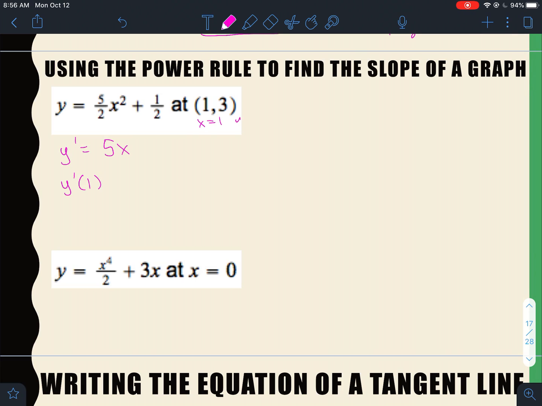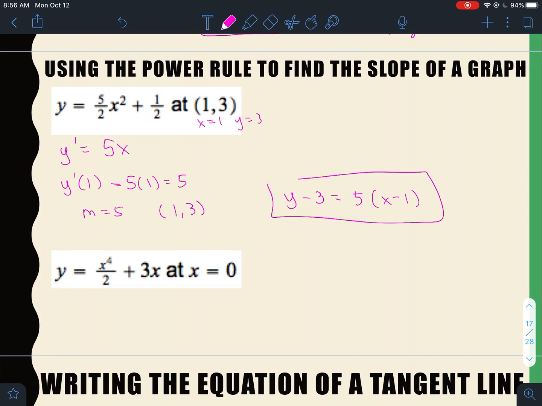And if I want to find the slope, this is when x equals 1 and y equals 3. So plug in 1 for x. This would be 5 times 1, so it would be 5. So the slope of my tangent line is 5, and I need it to pass through the point (1, 3). So y minus 3 equals 5 times (x minus 1).